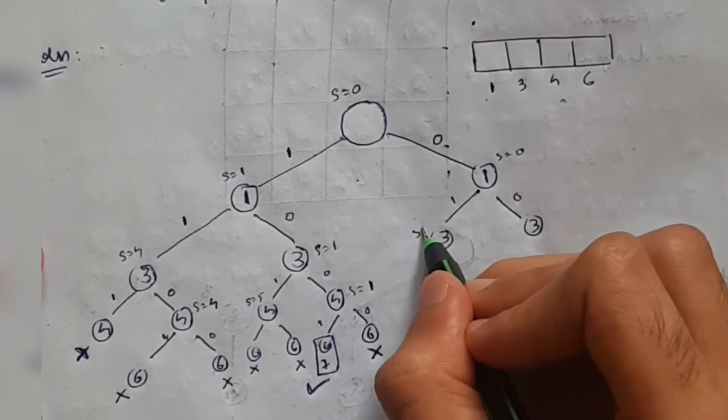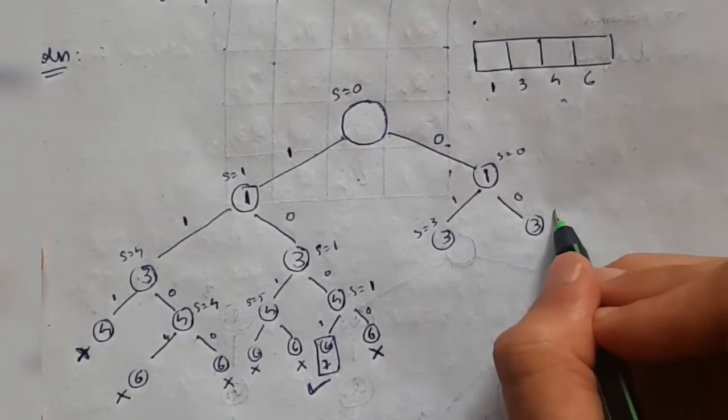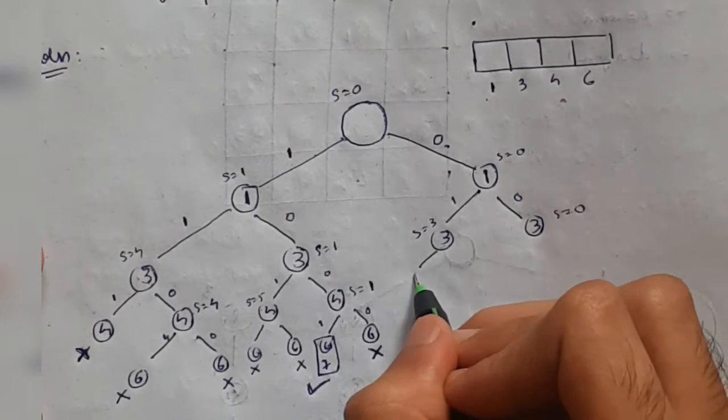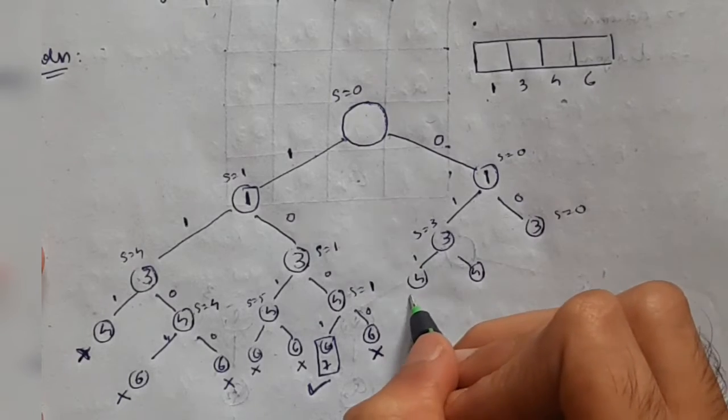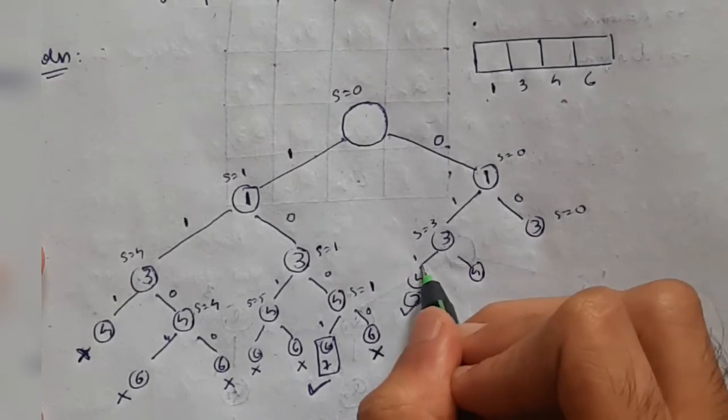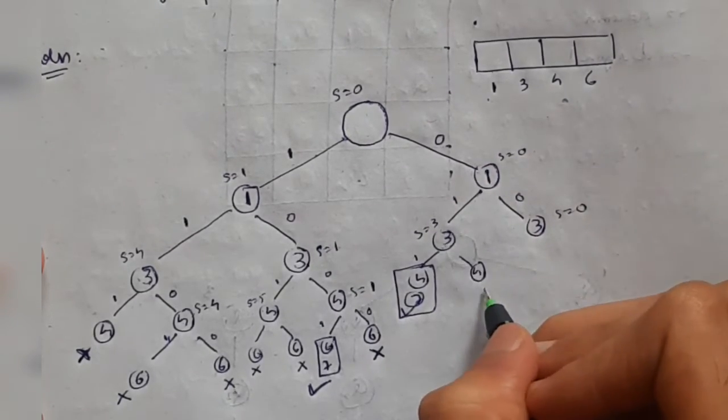If I select 3, the sum will be 3. If I don't select 3, the sum will be 0. Then selecting 4 or not selecting 4. If I select 4, then the sum will be 7, right? So this is a possible solution. Then if I don't select 4, the sum will be 3.